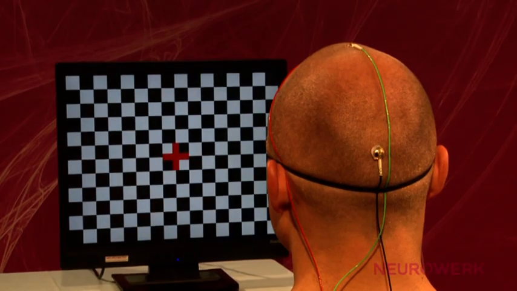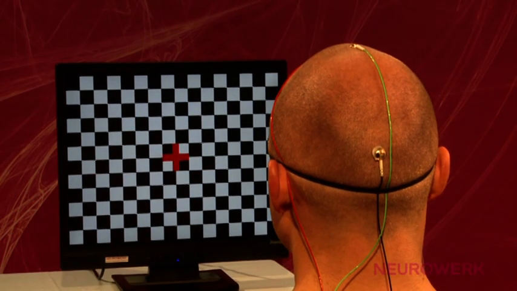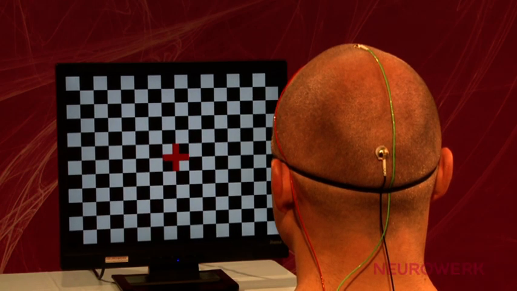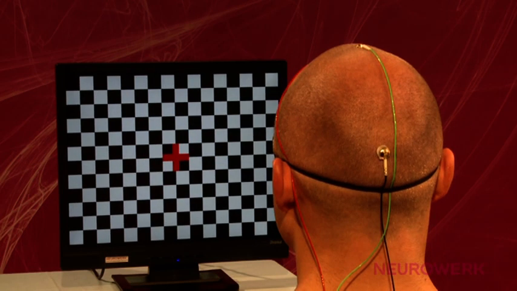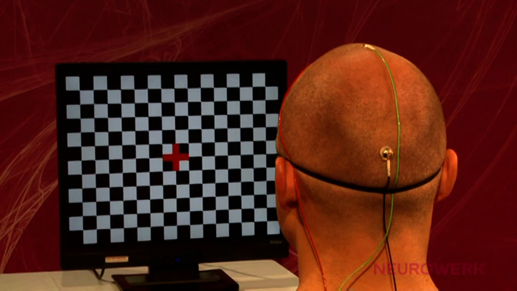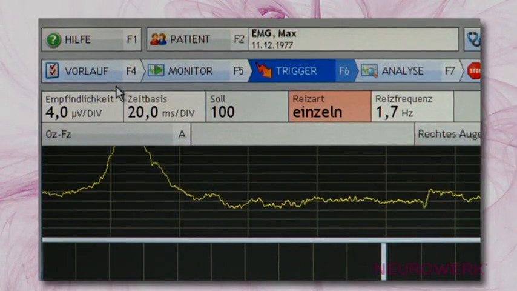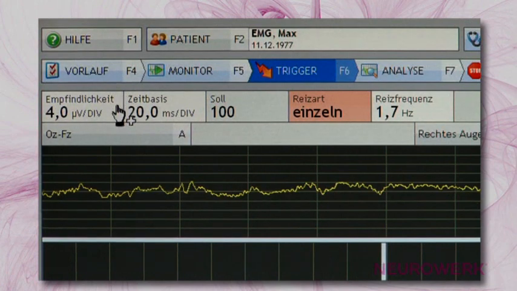The VEP examination should always take place with the patient sitting down in a comfortable position. Unnecessary muscle artifacts are avoided by a calm head position, pillow, neck roll, etc. A quiet and darkened room is required to ensure a good VEP recording. The instrument settings for the VEP should be selected as follows.